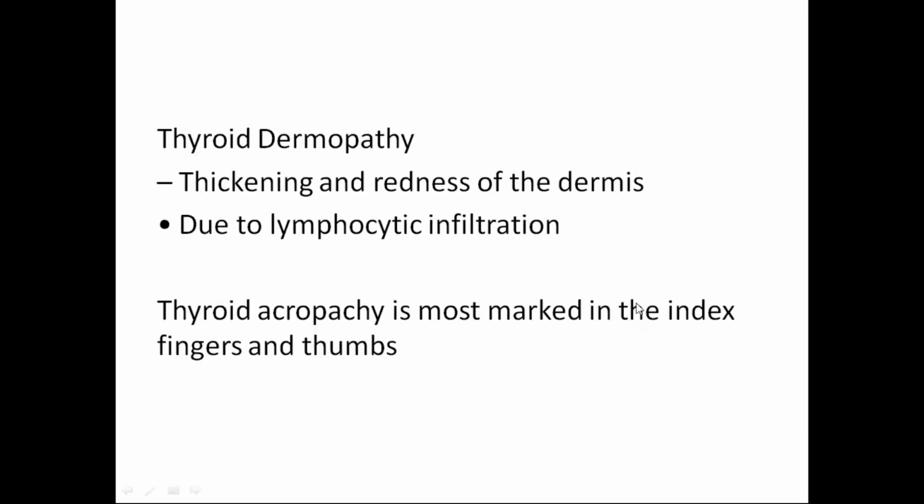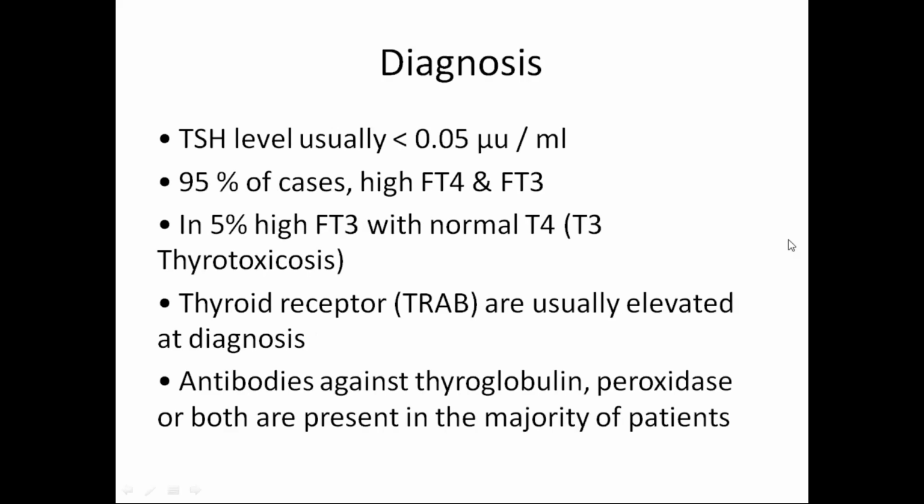Okay, and coming to the skin manifestation, thyroid dermopathy, there is thickening and redness of the dermis. This is because of the lymphocytic infiltration beneath the skin, that causes the thickening and infiltration of the dermis. And there is the clubbing and acropachy that is usually seen in your index and thumb, but can occur in all the fingers also.